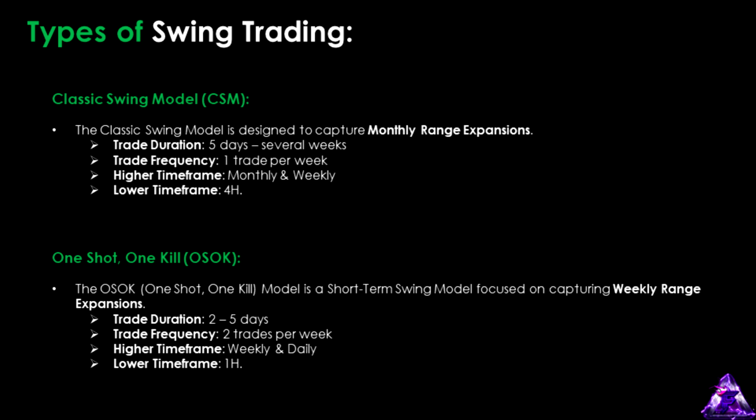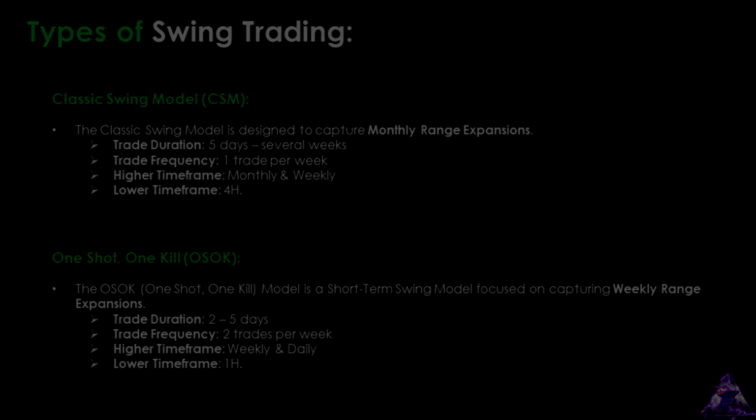Both the classic swing model and the one-shot, one-kill model are strong approaches to swing trading. The key takeaway here is that it's not about which one is better, it's about which one aligns with your trading style and goals. If you prefer a patient, long-term strategy, the classic swing model is for you. If you want more frequent opportunities and quicker trades, then the one-shot, one-kill model is the better choice. The best part is that you don't have to choose just one. You can experiment with both approaches and see which one feels right for you. Ultimately, trading is about building a process that works for you, and that process will be unique to each trader.